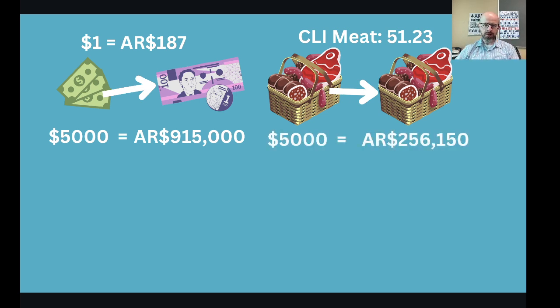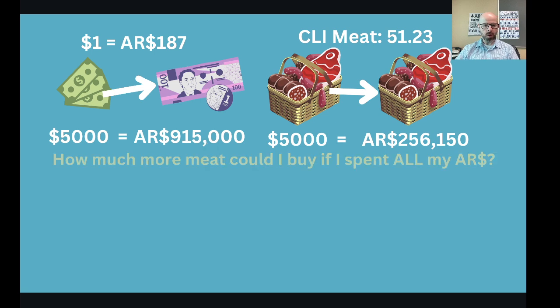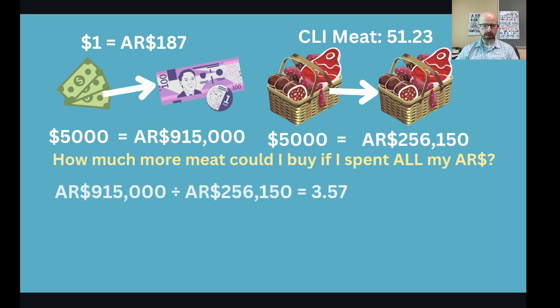Which means that the amount of meat that I could get for $5,000 in the United States would cost me 256,000 pesos in Argentina. All right, but here's the thing. Look, $5,000 buys me this much meat, or this much meat in the United States costs this much in Argentina. I have this much. So if I spent all my pesos on meat, if I turned $5,000 into pesos and spent it all on meat, how much meat could I get?